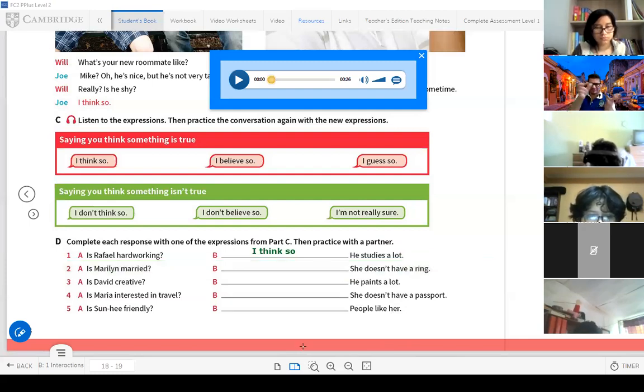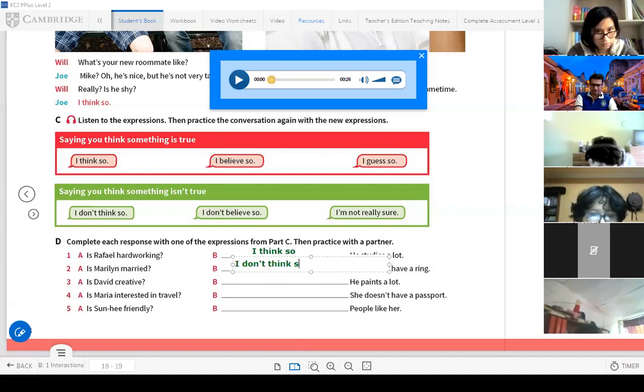That's right, no? I don't think so. She doesn't have the ring. No tiene ring. No, I don't think so. No creo que sea married. Right? I don't think so. Yeah?